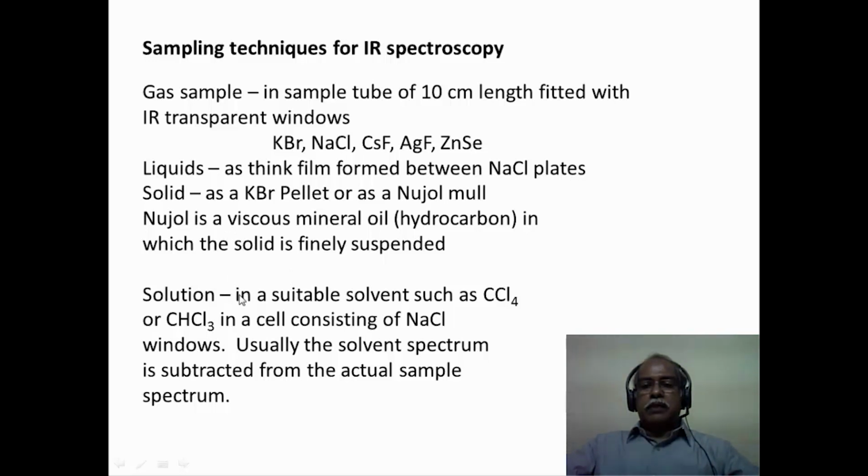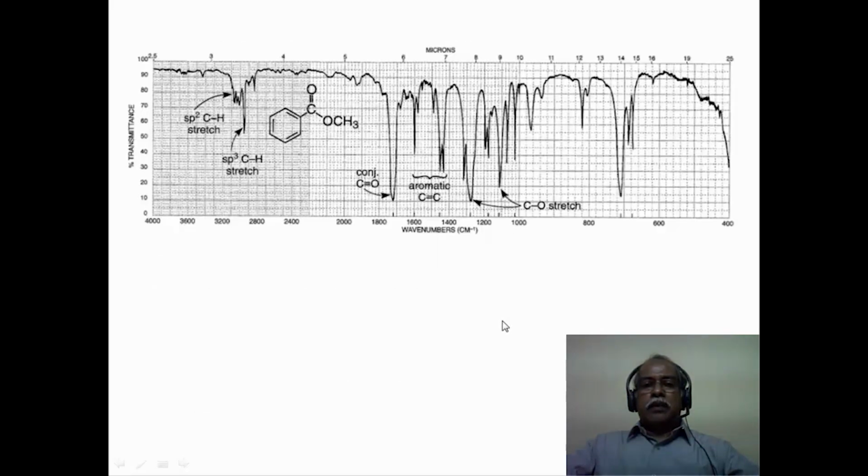When the substance is dissolved in carbon tetrachloride or chloroform, a cell consisting of sodium chloride windows can be used to measure the solution phase spectrum. Usually the solvent spectrum is subtracted from the actual sample spectrum, because the solvents also have some windows in which they absorb the infrared radiation. So that has to be compensated by subtracting the solvent spectrum from the actual infrared spectrum. This is a very characteristic infrared spectrum, for example.